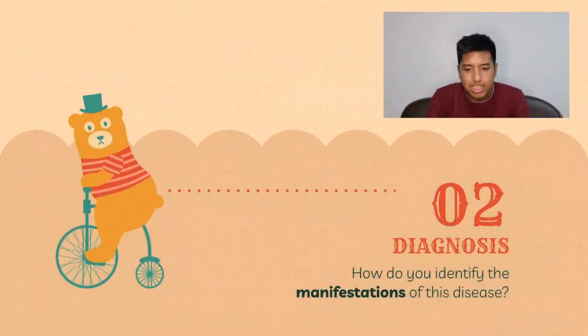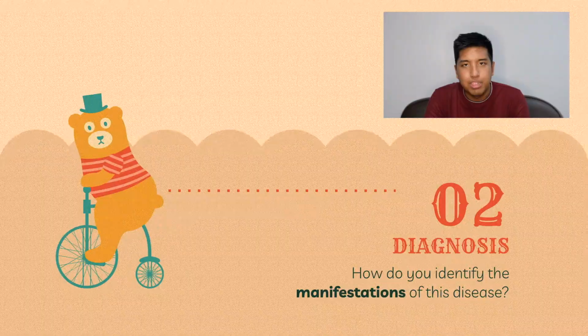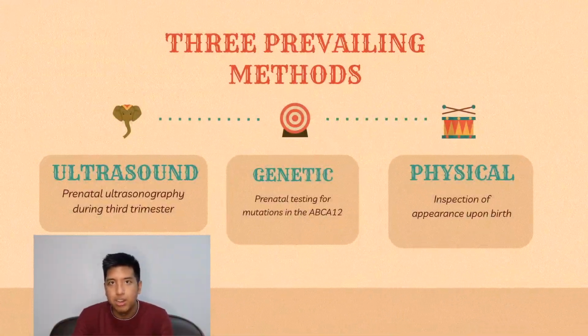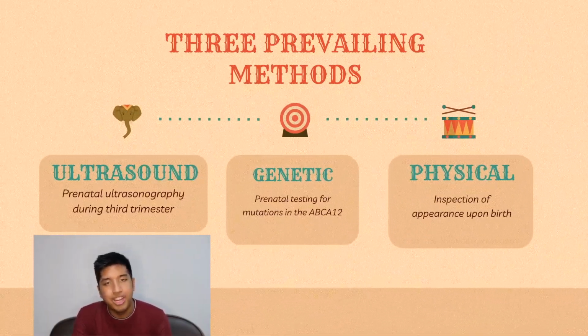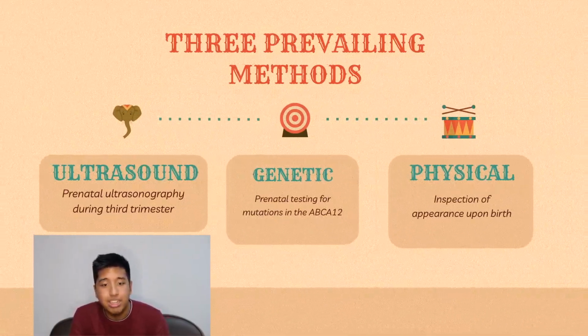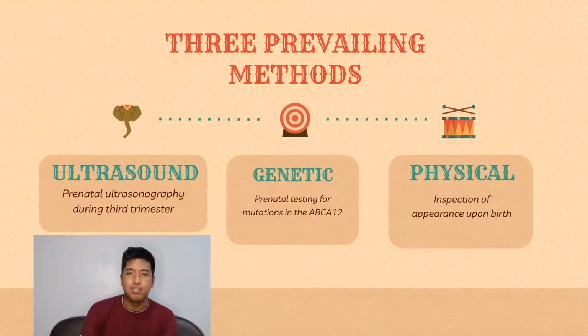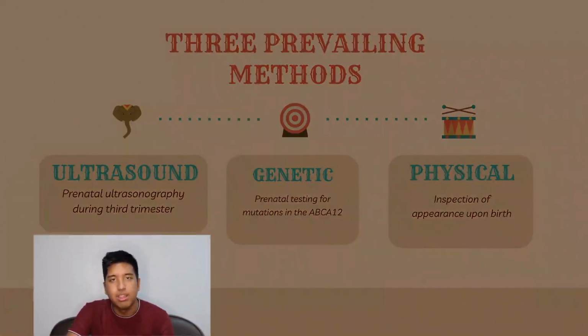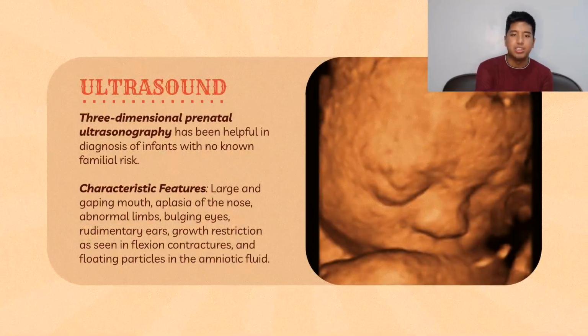Now we move to the diagnosis of the disease, meaning how we identify the manifestations of Harlequin Icthyosis symptoms. Well, there are 3 prevailing methods currently practiced in medicine. First is a prenatal ultrasound, basically an ultrasonography during the 3rd trimester. Second is genetic testing, a prenatal testing for mutations in the ABCA12 gene. Last is a physical examination, or the inspection of the neonate upon its appearance at birth. Now let's discuss the diagnostic measures in detail.